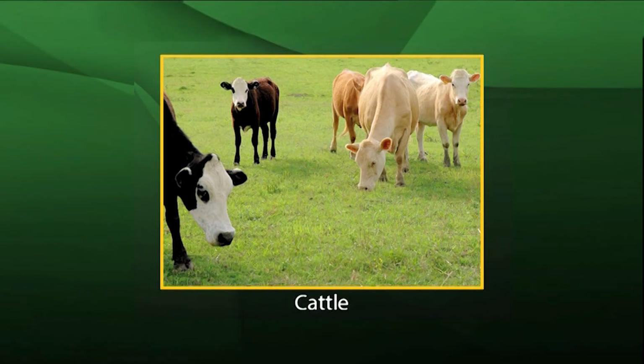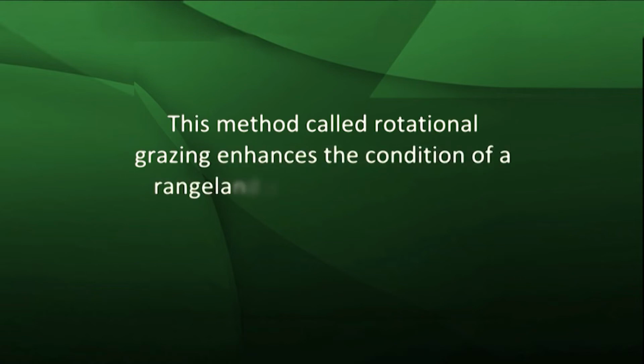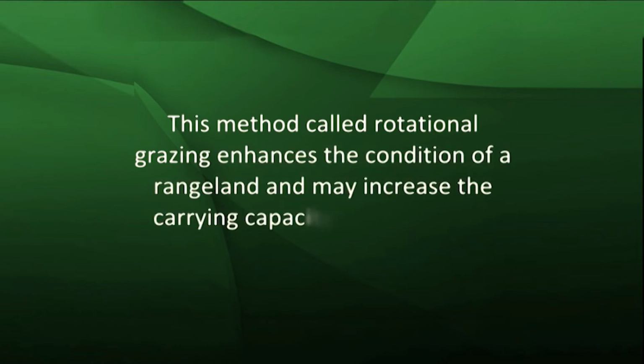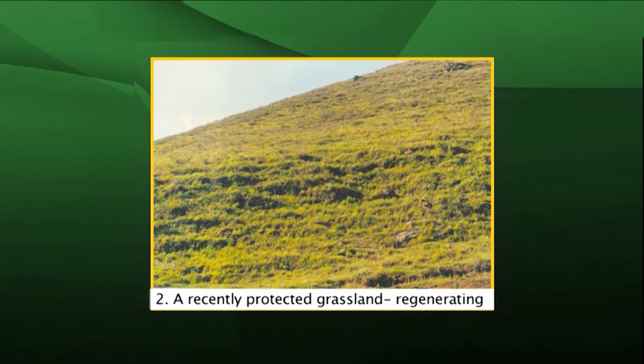The second aspect of sustainable range management is deferred grazing. Cattle can be shifted from one pasture to another to allow grasses to regenerate, recover, mature, and produce seeds. This method, called rotational grazing, enhances the condition of a rangeland and may increase the carrying capacity in the long run. In many instances, rotating cattle from one field to the next appears to be promoting a healthier pasture with a diverse array of species. This in turn seems to benefit native bird species.